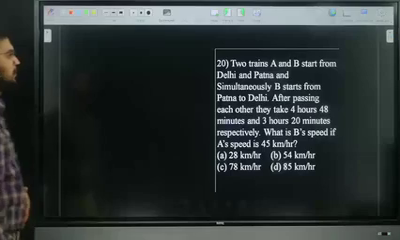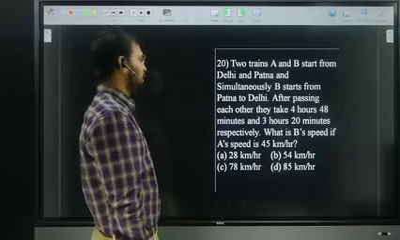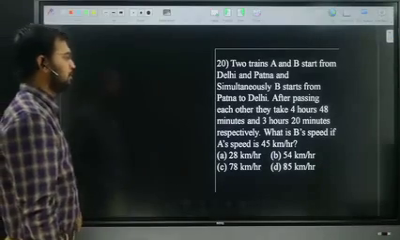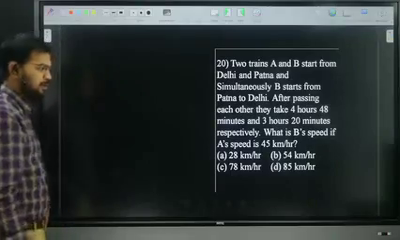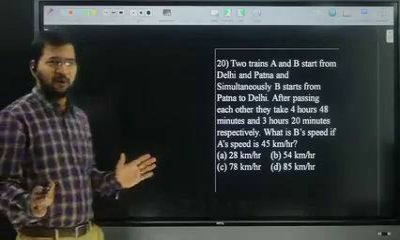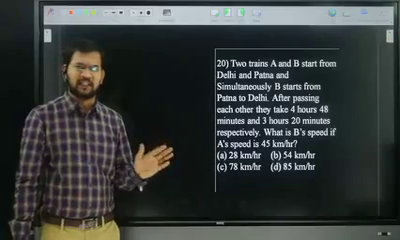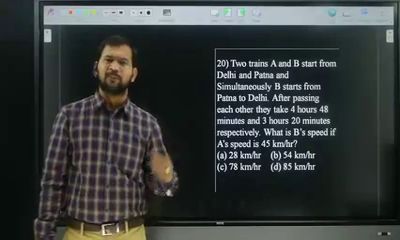Two trains A and B start from Delhi and Patna simultaneously, B starting from Patna to Delhi. After passing each other, they take 4 hours 48 minutes and 3 hours 20 minutes respectively. What is B's speed if A's speed is 45 km per hour? I already told the fourth point: one train is passing another train, and after crossing, they take T1 and T2 seconds to reach their respective ends.